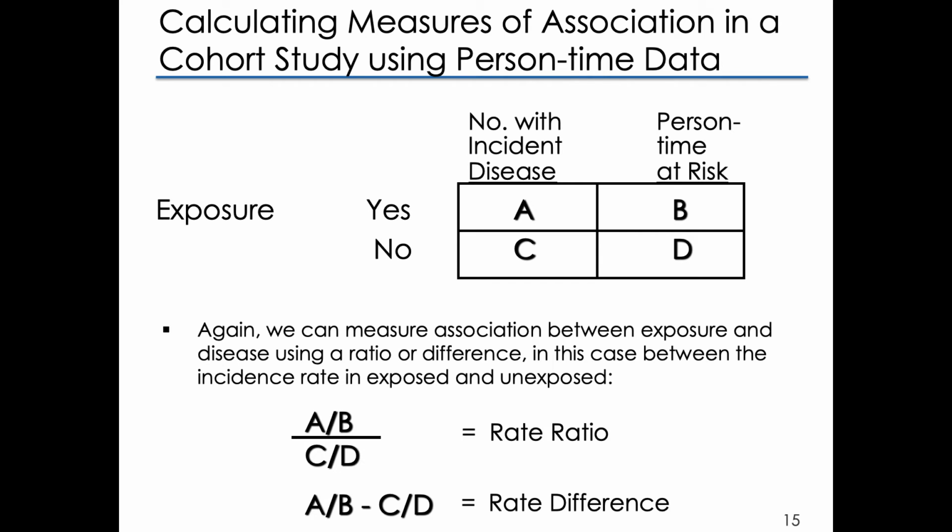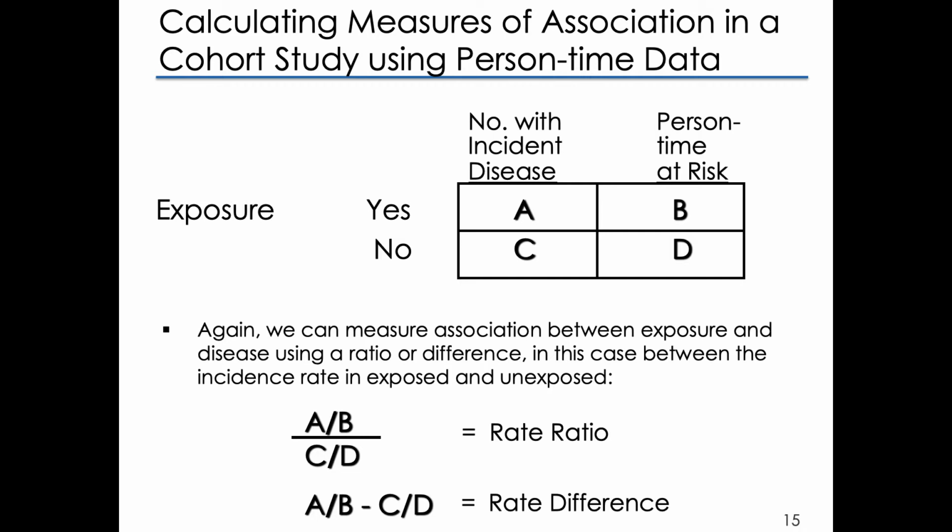So now we'll talk about calculating measures of association in a cohort study, and the same measures also apply to a randomized trial using person time data. Now our 2x2 table is going to have the exposed or treated, yes or no, as rows, and the number with incident disease and person time at risk as columns.